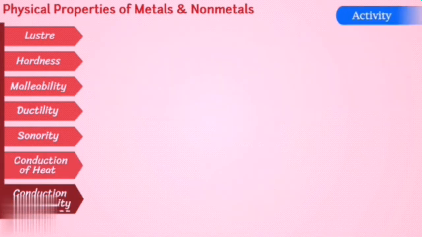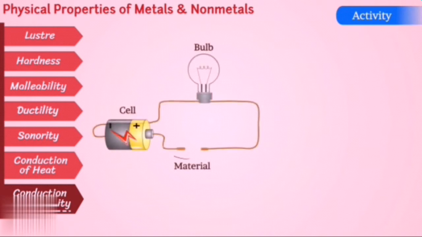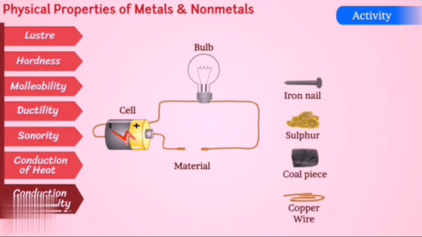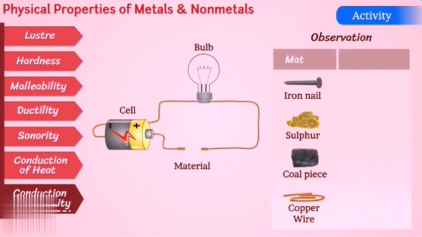Next property is conduction of electricity. Let us perform an activity. Connect circuit as shown. Check if the bulb glows or not. Repeat the same for other materials. Observation, material, conductivity. Iron nail. It is a good conductor.